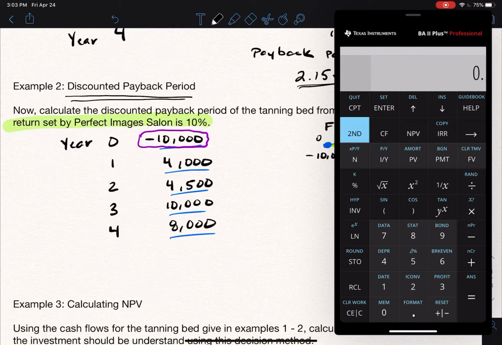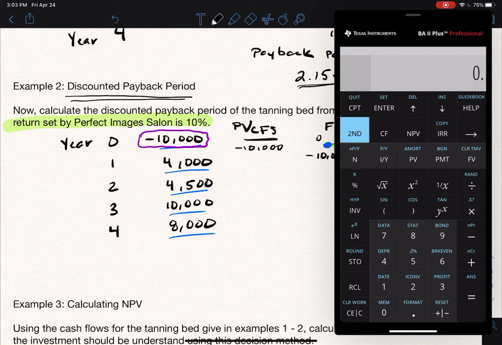And so remember, for year 0, we already are in today's dollars, so we don't need to do anything to the negative 10,000, but we do need to alter the cash flows for years 1 through 4 so that they are in today's dollars, and that's what we're going to do. So we're going to find the present value of all cash flows. And remember, the first one is already in the present value. It's the negative $10,000. But let's move forward from there.